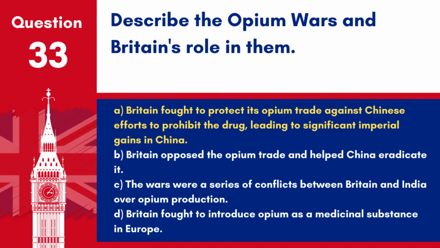Answer A. Britain fought to protect its opium trade against Chinese efforts to prohibit the drug, leading to significant imperial gains in China. The Opium Wars in the mid-19th century were marked by conflicts between the British Empire and Qing dynasty China, primarily over trade imbalances and sovereignty.